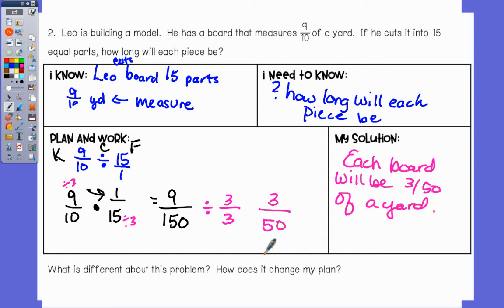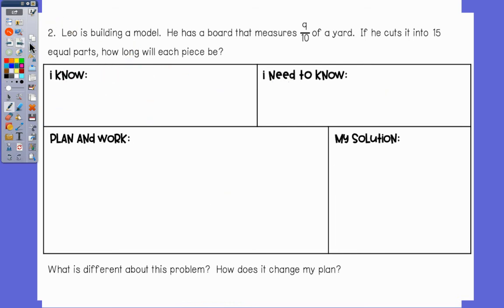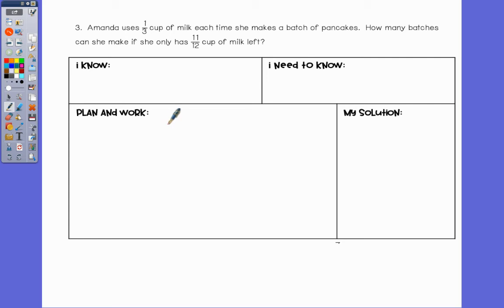How did that change my plan? Well, this time we had a fraction divided by a whole number, where in the first problem we had a whole number divided by a fraction. So it's like the opposite. Okay, let's look at question number 3. Amanda uses 1/3 cup of milk each time she makes a batch of pancakes. How many batches can she make if she only has 11/12 cups of milk left?